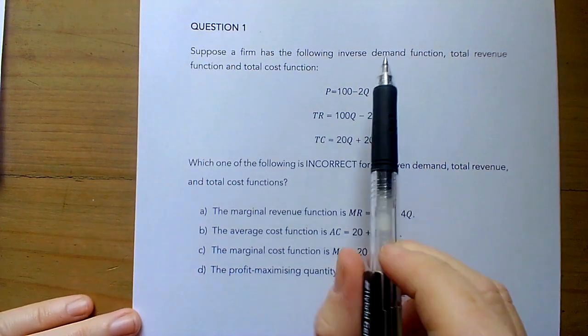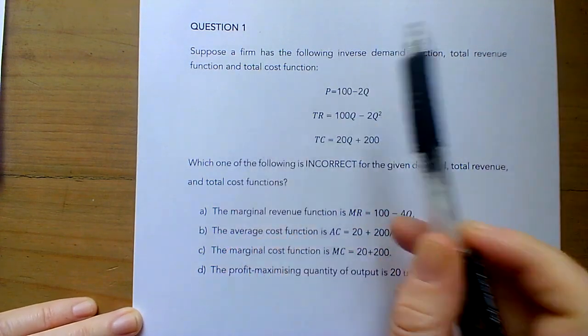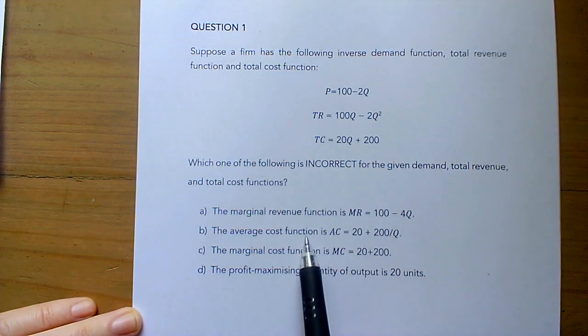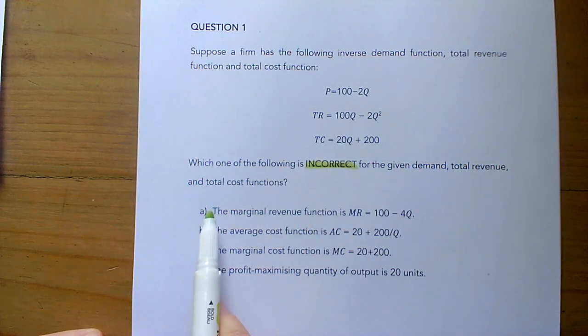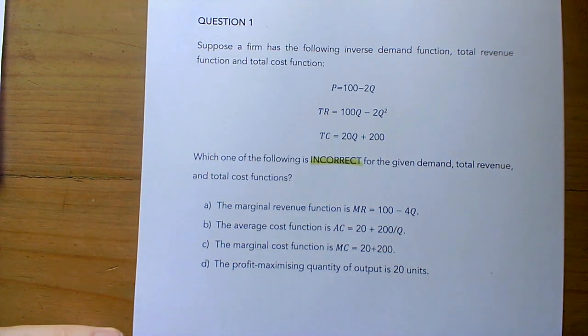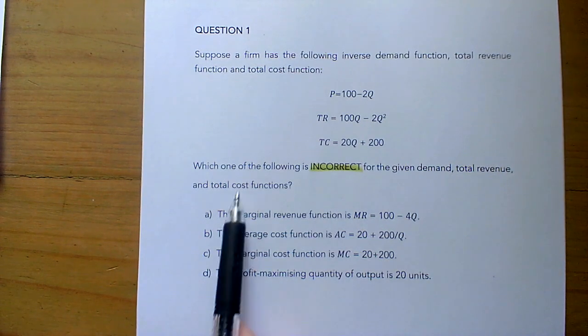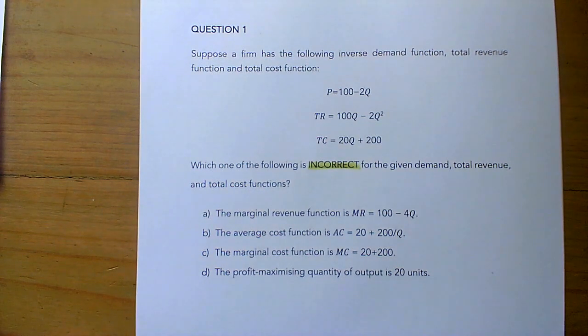Question 1 gives us an inverse demand function as well as a total revenue function and total cost function, and then asks us to use these to determine which of the following statements are incorrect. So what we're going to do is look at each of these answers A, B, C, and D, establish whether it is correct or incorrect, and then from that deduction be able to decide which of these answers is true with respect to the question, which is looking for an incorrect answer.